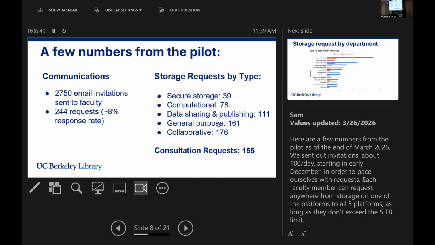And then this is the type of storage people have requested. I won't read out the numbers, but you can see how those fall. The most popular was collaborative storage. The real ask was people wanted more Google Drive, but in fact, we were offering them more Box and convincing them that that was also a good fit. And then the numbers decrease in the other buckets. We fielded 155 consultation requests, which is quite a lot over a couple of months.